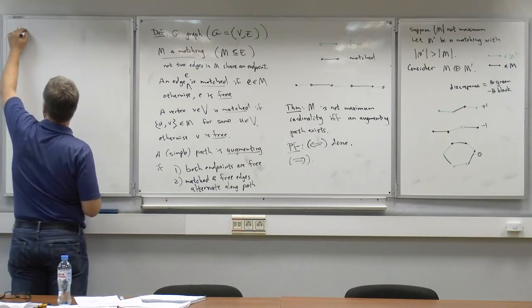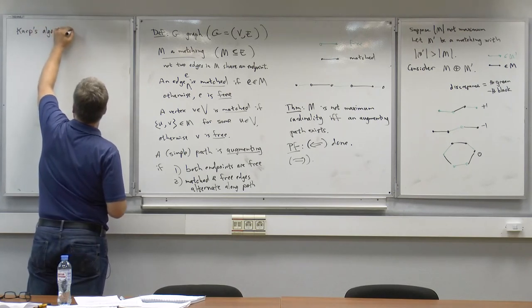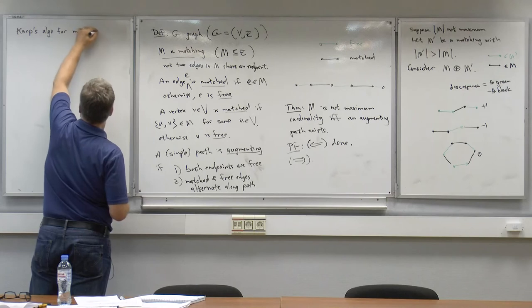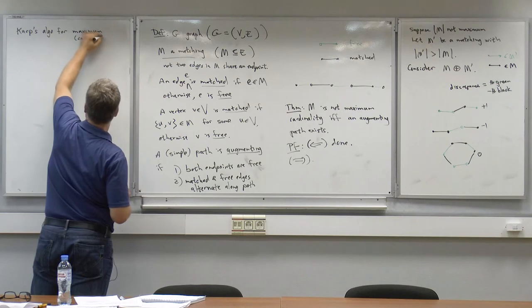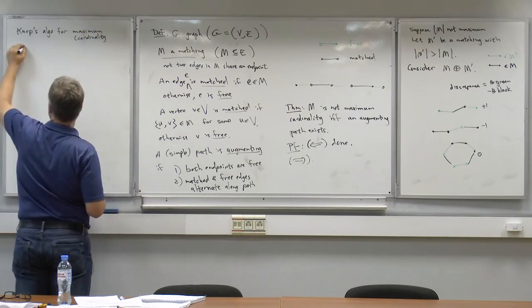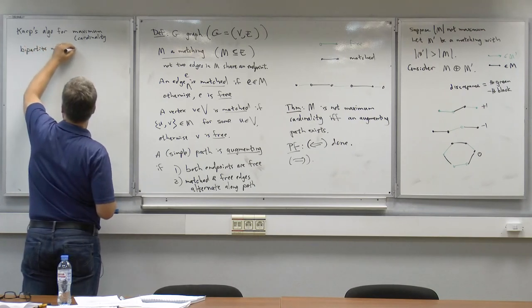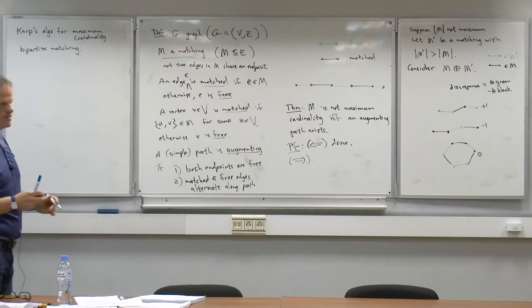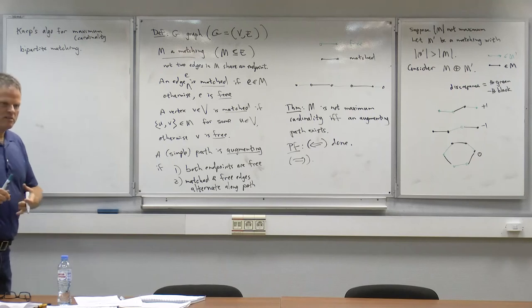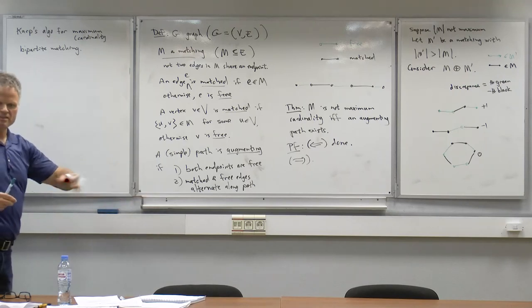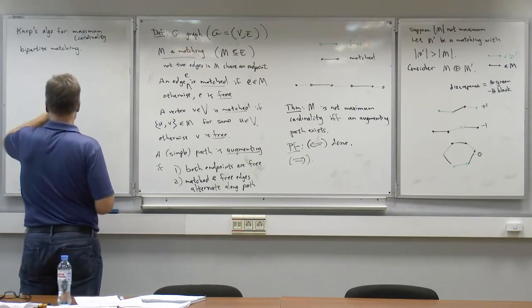So Karp's algorithm for maximum cardinality bipartite matching. Okay, and it follows this template. So look for an augmenting path, and then augment it. That's what we'll say. Augmenting the path is switching the edges.